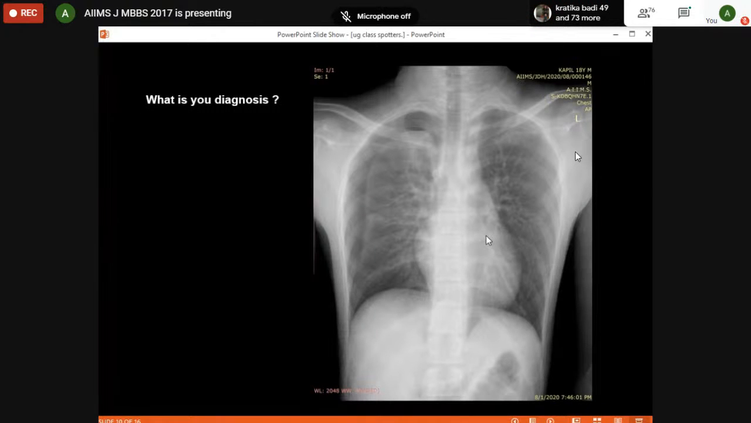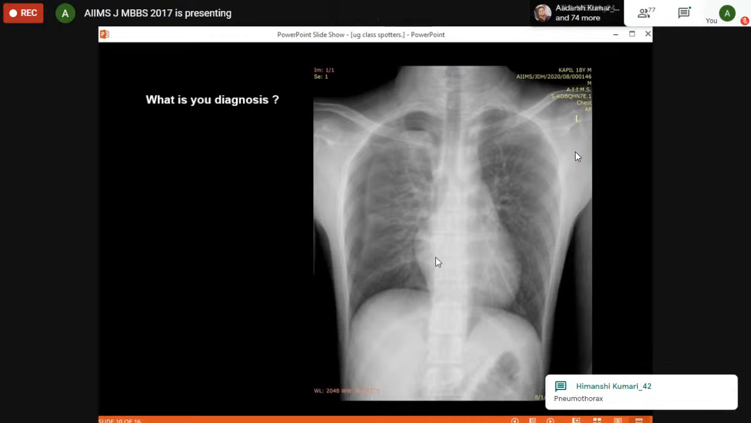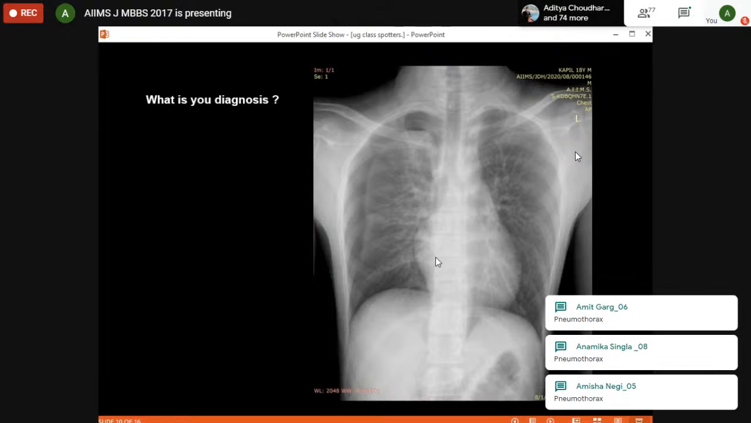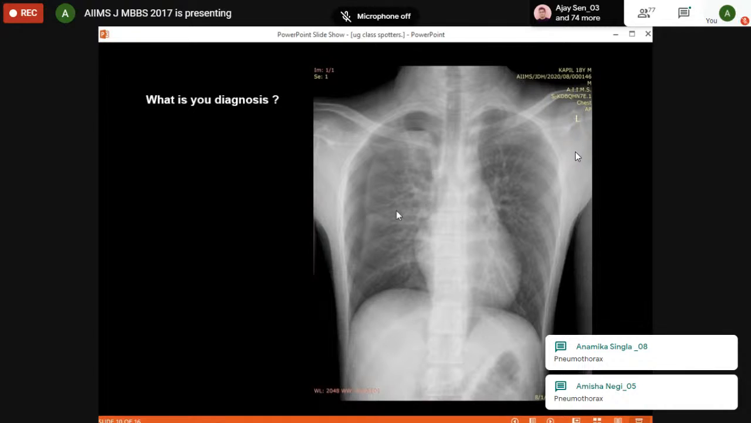Okay, so what is your diagnosis? Just look carefully. These are all things you should know if you are posted in emergency. The patient came to the emergency with a history of RTA. Okay, so people are getting it right. Good, most of you got it right.